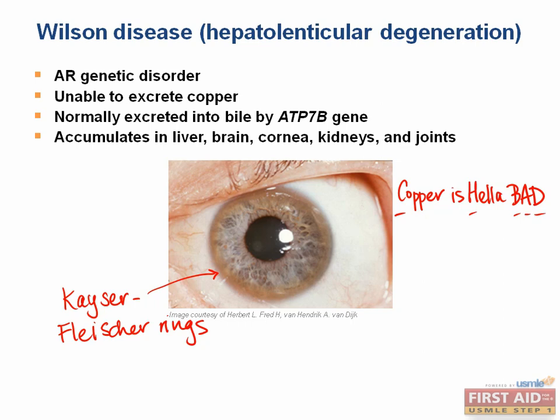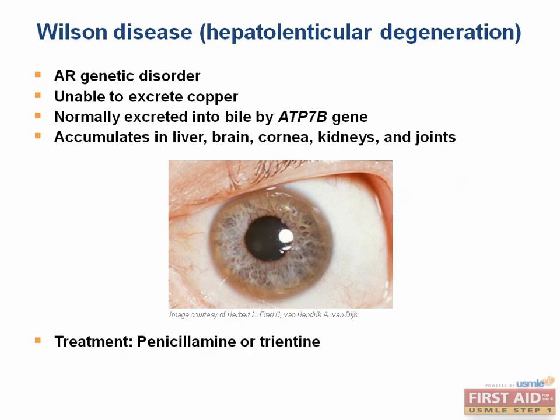Hella bad also stands for hemolytic anemia, basal ganglia degeneration, asterixis, and dementia, dyskinesia, and dysarthria. It's very important to recognize this disease early on before permanent brain damage is incurred, because it is quite treatable with penicillamine or trientine to remove the extra copper.